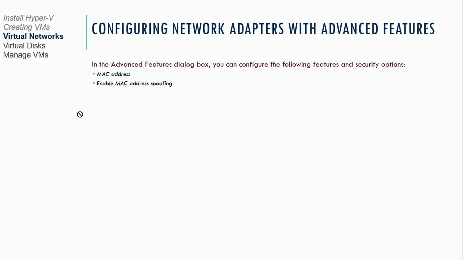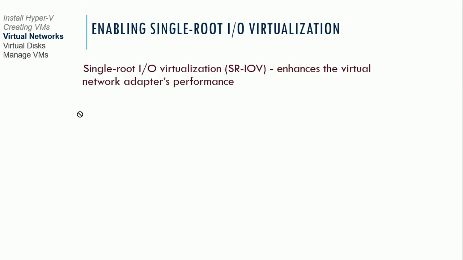So you can configure the MAC address, like I said before. You could enable MAC address spoofing, which allows you to masquerade as a different MAC address. You can enable DHCP guard, router guard, protected network, port mirroring. So there's some features that you can enable and play with in VM, in Hyper-V.